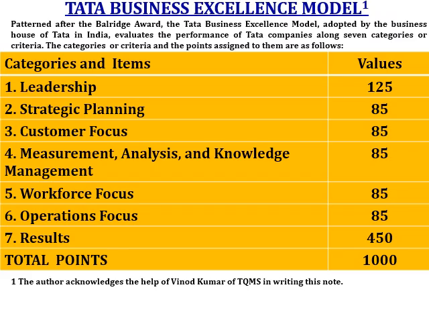The Tata Business Excellence Model, adopted by the business house of Tata in India, evaluates the performance of Tata companies along 7 categories of criteria. The categories and the points assigned to them are shown below. Leadership 125, strategic planning 85, customer focus 85, measurement analysis and knowledge management 85, workforce focus 85, operations focus 85, results 450, total points 1000.